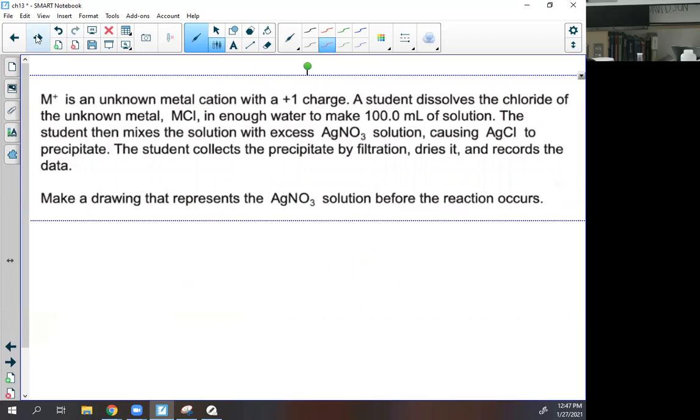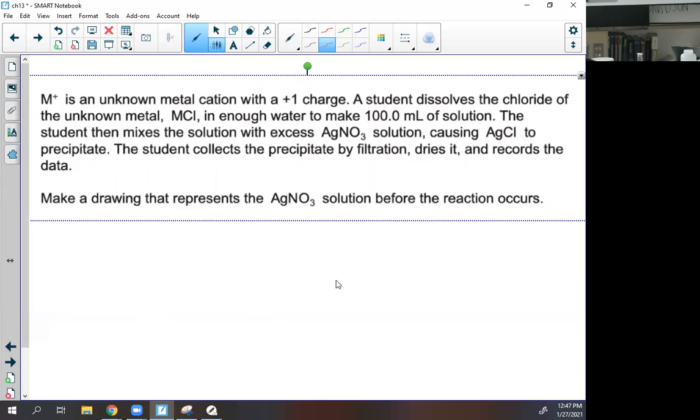All right, so here we go. M plus is an unknown metal cation with a charge of +1. A student dissolves the chloride of the unknown metal, MCl, in enough water to make 100 milliliters of solution. The student then mixes the solution with excess AgNO3, causing AgCl to precipitate. The student collects the precipitate by filtration, dries it, and records the data. Make a drawing that represents the AgNO3 solution before the reaction occurs.